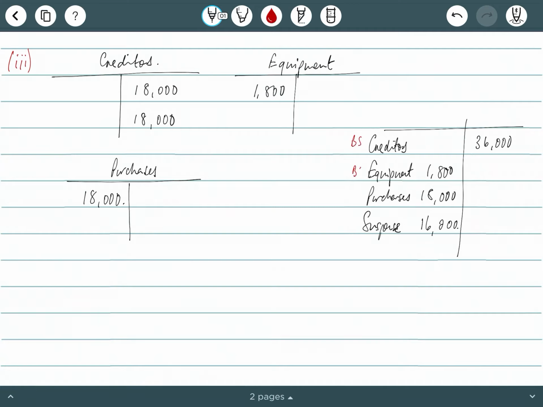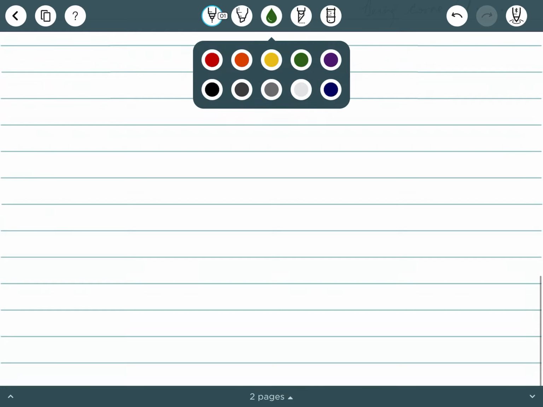Just a quick note where they go: balance sheet, P&L, and suspense. It's a suspense, so once again, as it's being corrected, you can give your reasons why. Okay, on to the fourth.